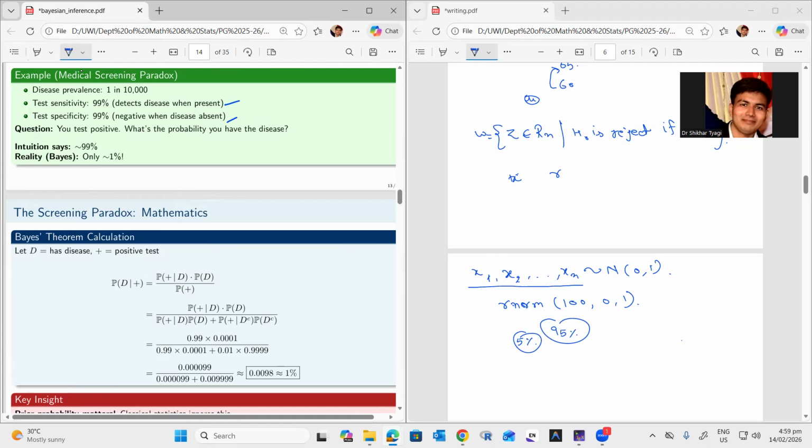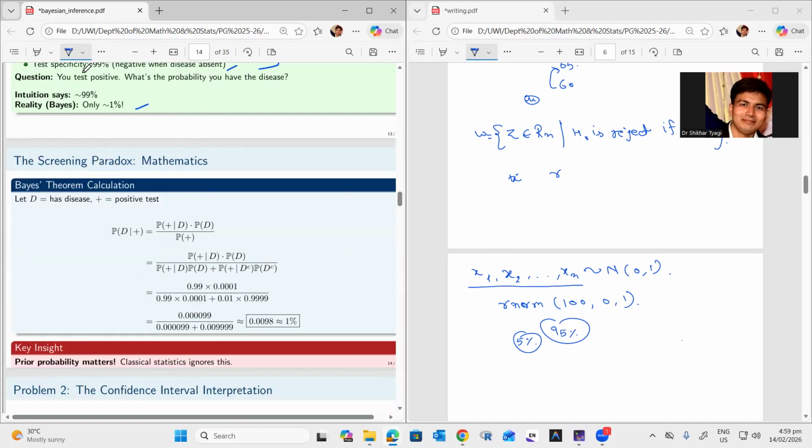Many people will say it is 99%, because the test is so accurate, but the correct answer from Bayes theorem is only about 1%. That is the correct one in reality.